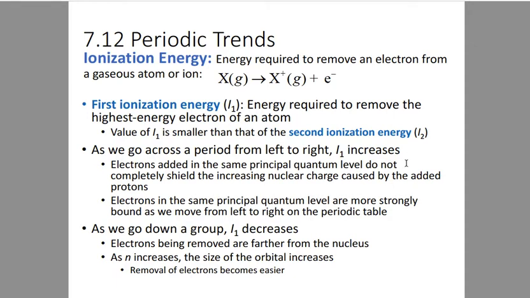As we go down the periodic table, the ionization energy will decrease. Think about it. As we go down, we're going from n equals 1 to n equals 2, n equals 3, n equals 4, so on and so forth. That means by the time we get down to the fifth row, the fifth period, that electron, the outermost electron, is going to be really far away from the nucleus. So it's not going to take a whole lot of energy for us to rip it off. So it's going to decrease.